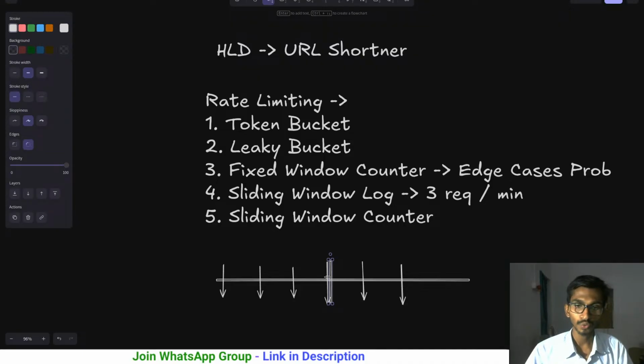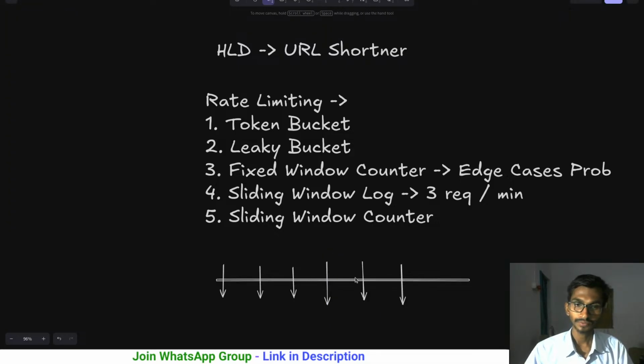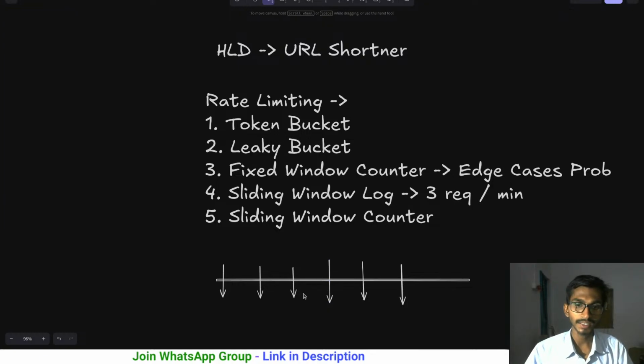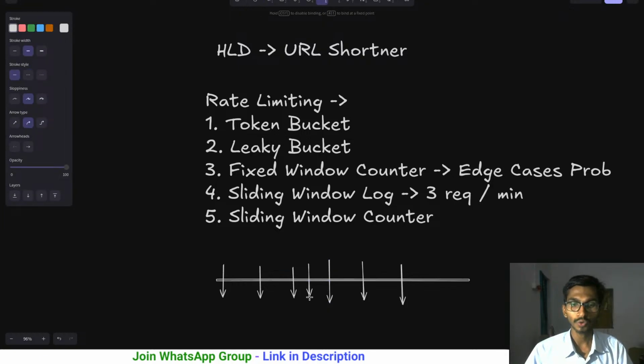Ultimately, this is how the windows simply keep going on. Suppose you got the request over here. So what will happen now? It may be possible that you got the request exactly on the edge case, but probably suppose you got the request over here. So for example, this is the request that you got. This is the overall interval that you have, the 1 minute interval.